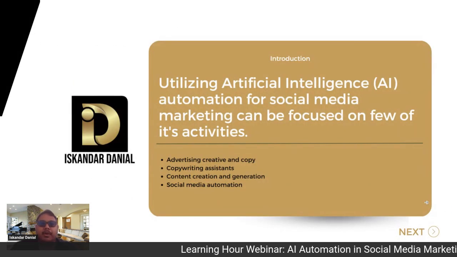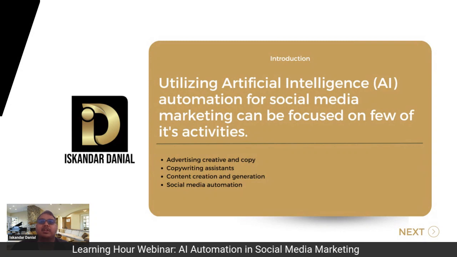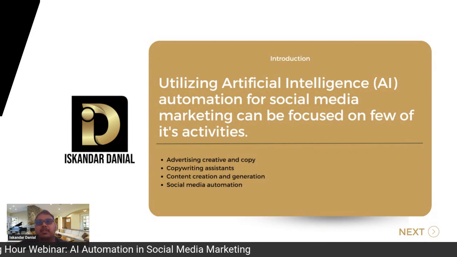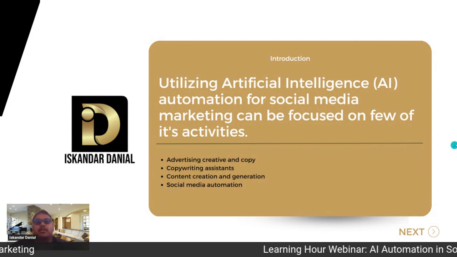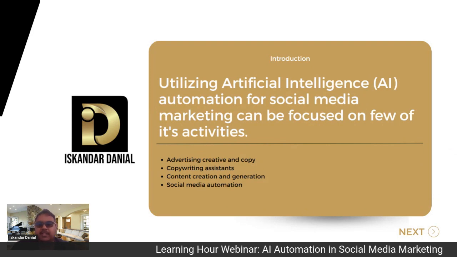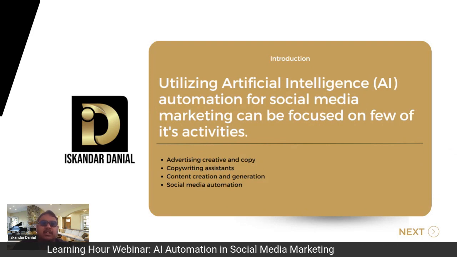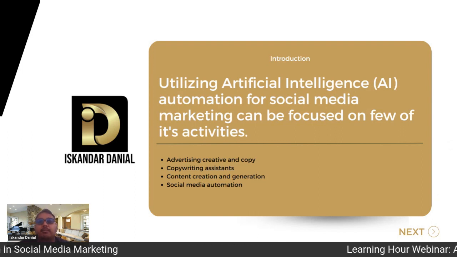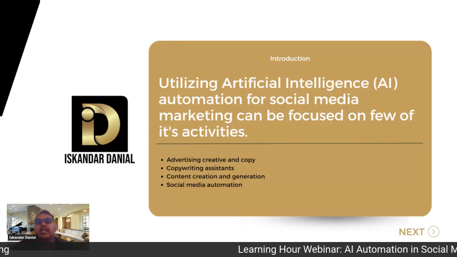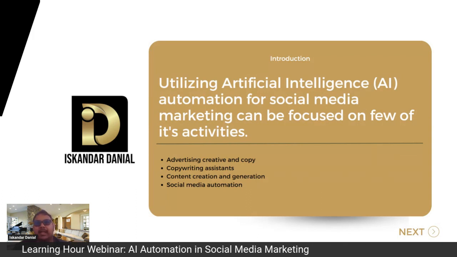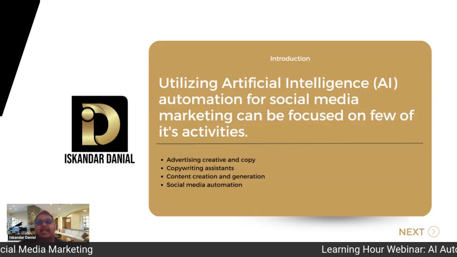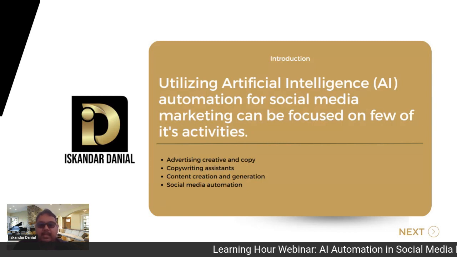We'll go with the boring part first, the theoretical part, before I move on and share with you some of the important tools that can be used in automating your social media marketing. Utilizing artificial intelligence (AI) for automation in social media marketing can be focused on a few marketing activities. We are not looking at automating every single process involved, but at touching up a few of the processes individually that can be automated.